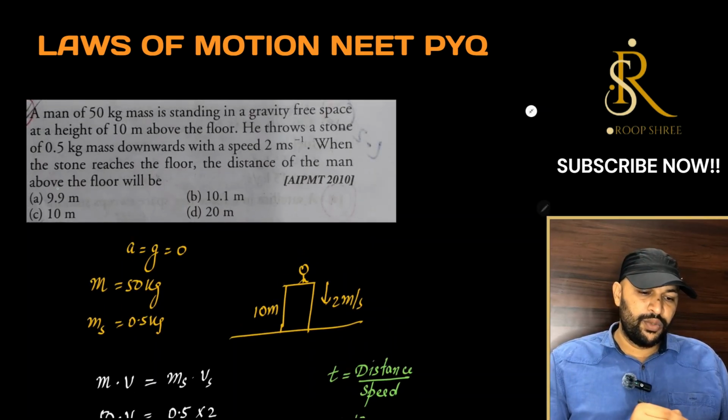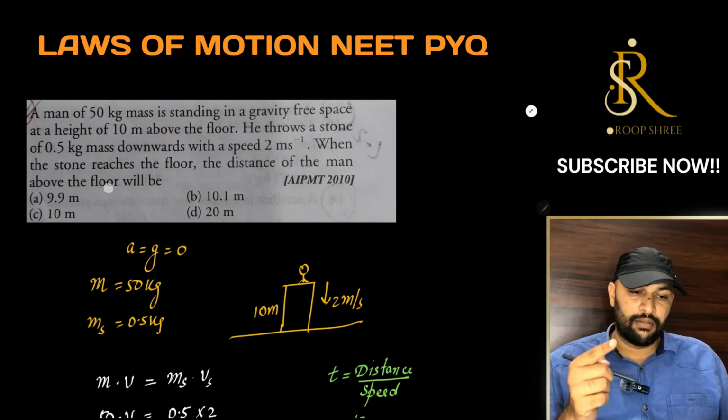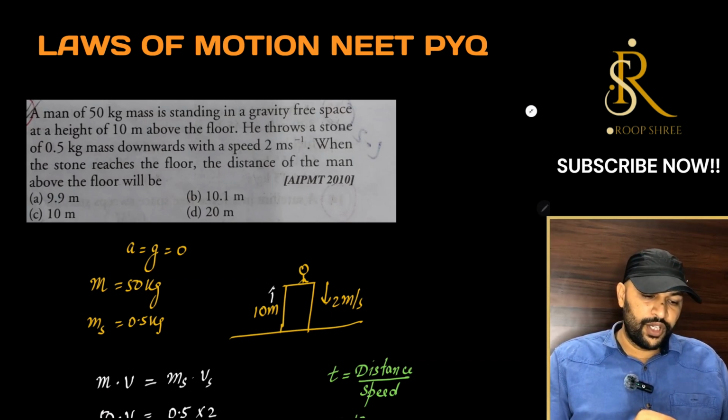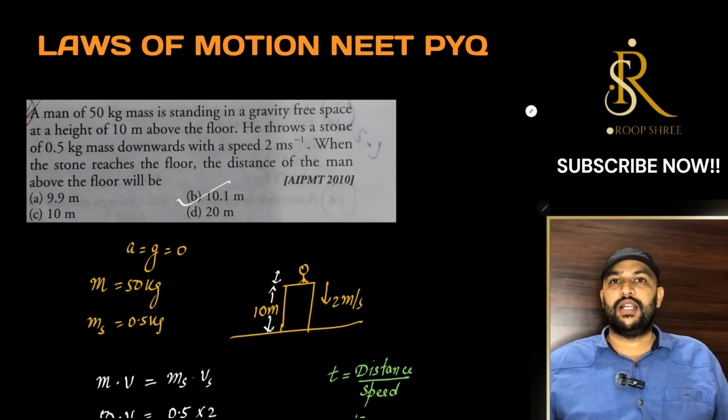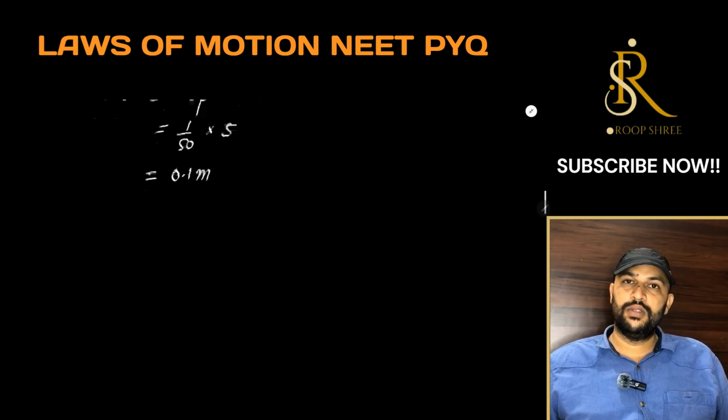If it is going 0.1 meter above the building, the question is saying, let's read the question. When the stone reaches the floor, the distance of the man above the floor, not above the building. Be very careful. So above the floor it will be how much? 10 meters is from this part, and 0.1 it goes on the top. So 10.1 will be our final answer. I hope this is clear to you.